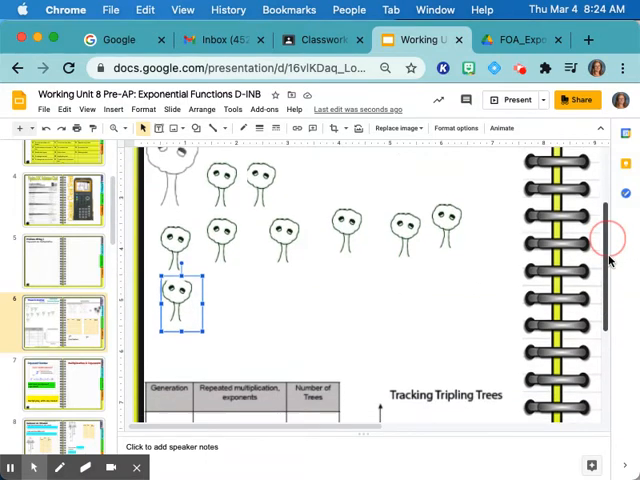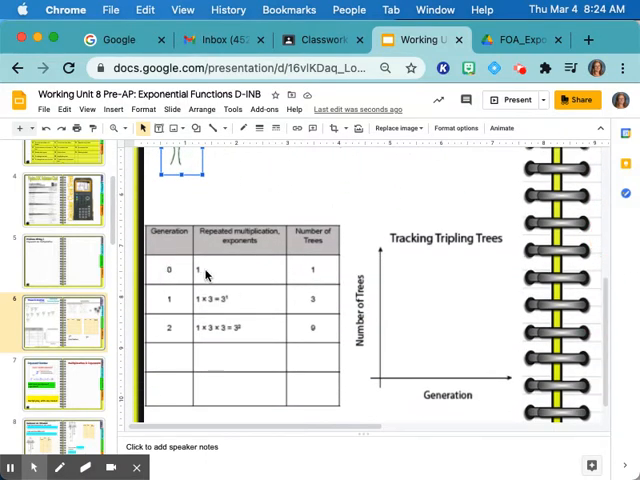Y'all want to keep on doing the little trees? Not really. But we can do a table of values. So we have repeated multiplication or exponents, number of trees. So we start out with generation 0. You have the 1 tree. And then after 1 generation of trees, we multiply it times 3 because it's tripling. That's where we get the 3. Second generation, we are going to multiply by 3 again, and that's 3 squared, which is 9.